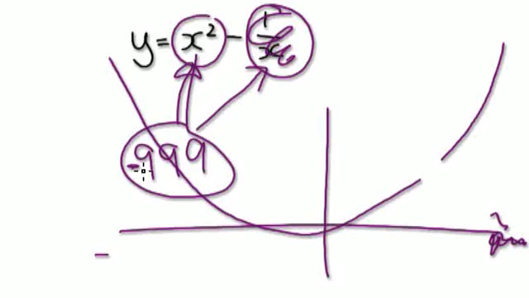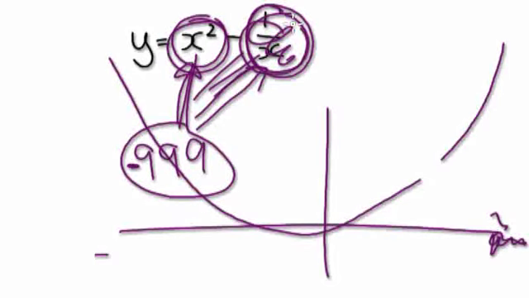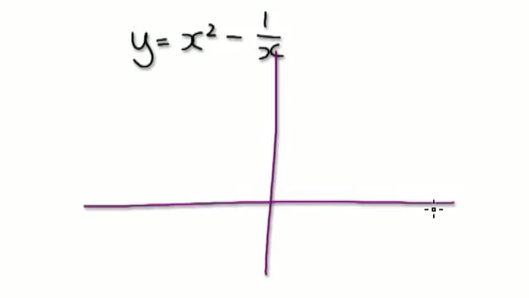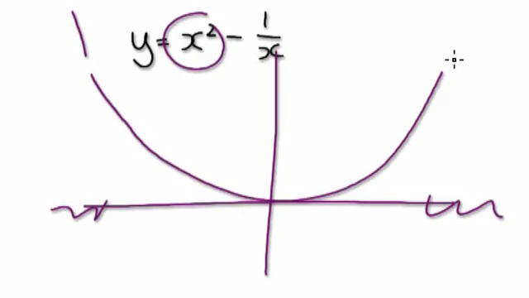Same with when you put minus 999 in here. This thing here would be very big. This thing here would be so small, it's negligible, really. You can forget about it. So when x is over here and over here, it wants to follow this. So it wants to do this.